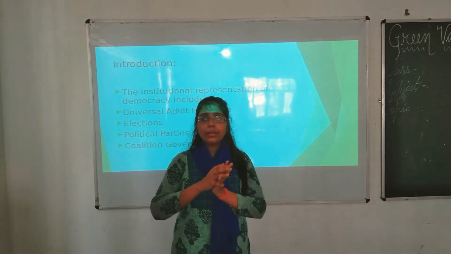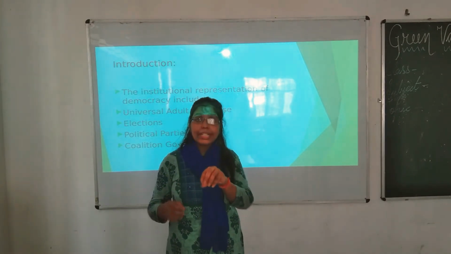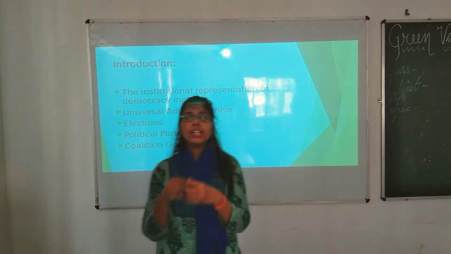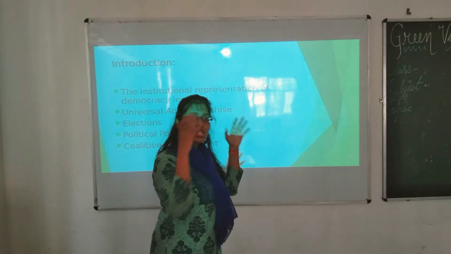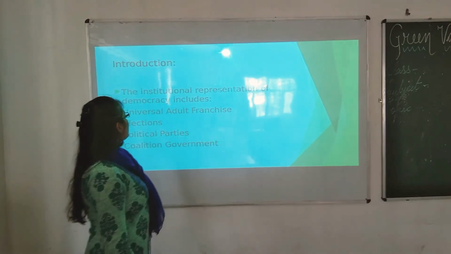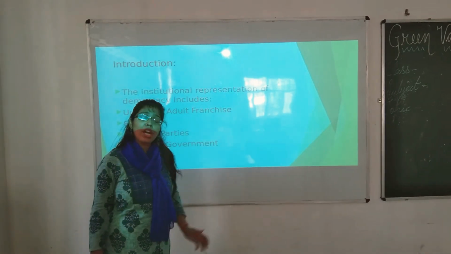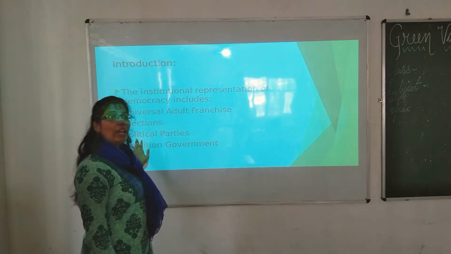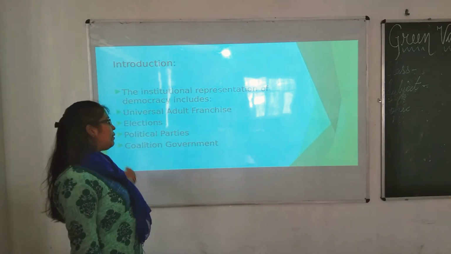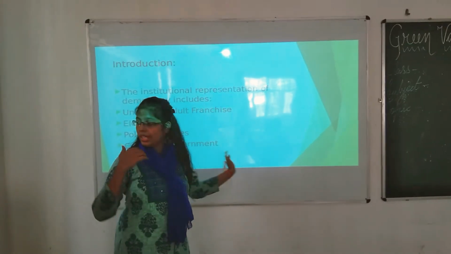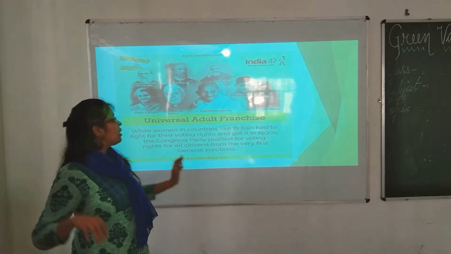That is not my concern, but yes, a little introduction was needed, so I gave it to you all. Now moving ahead, what are the actual institutional representations of democracy? They are universal adult franchise, elections, political parties and coalition government. We will see each one by one. Let us see what is universal adult franchise.